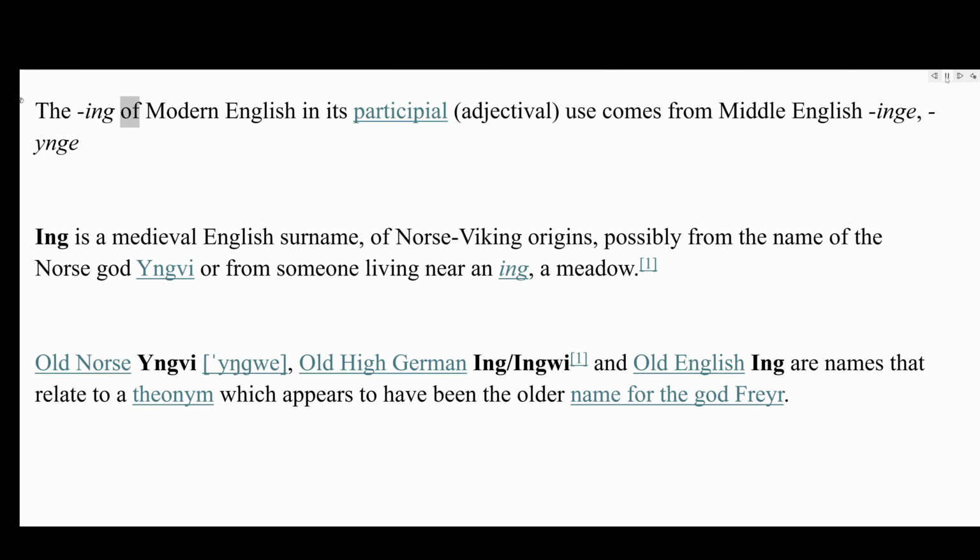The -ing of modern English in its participial, adjectival use comes from Middle English -inga, -inge. Ing is a medieval English surname, of Norse Viking origins, possibly from the name of the Norse god Yngvi or from someone living near an ing, a meadow. Old Norse Yngvi, Old High German Ing/Yngvi, and Old English Ing are names that relate to a theonym which appears to have been the older name for the god Freyr.